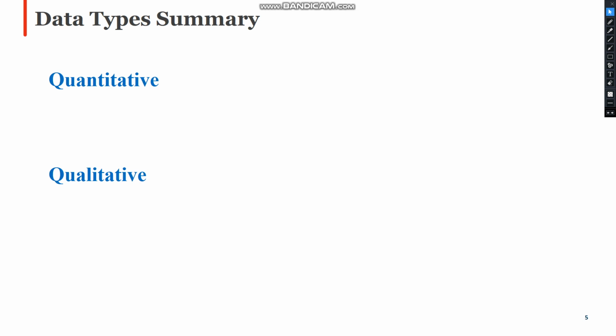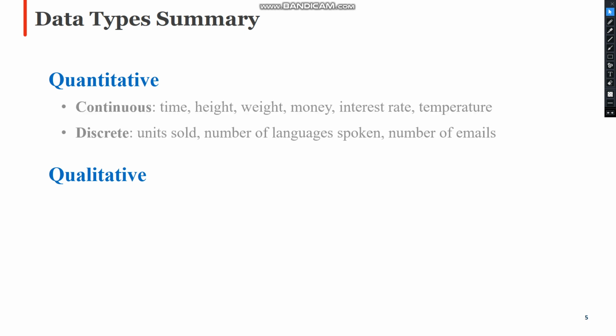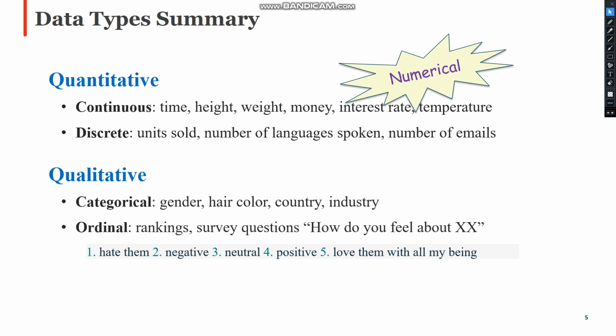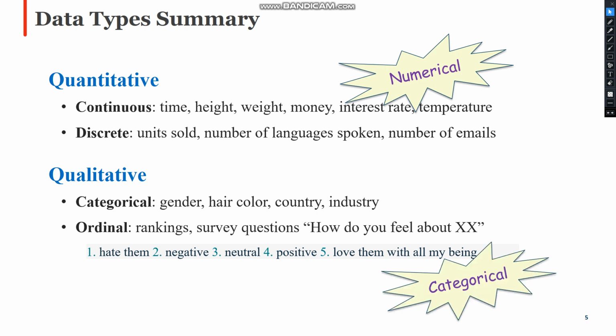Let's discuss more on the 2 data types. For quantitative data, we may have either continuous or discrete data, which can be numerically measured. For qualitative data, we have categorical and ordinal data. Although there's ranking for ordinal data, we cannot numerically measure them. We may use the categorical data type for the qualitative data interchangeably.